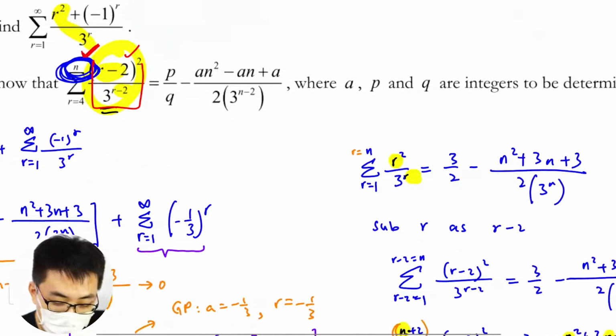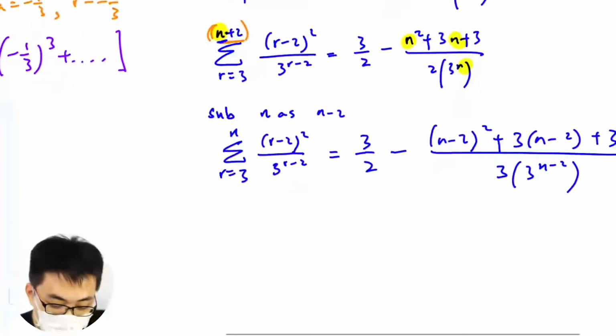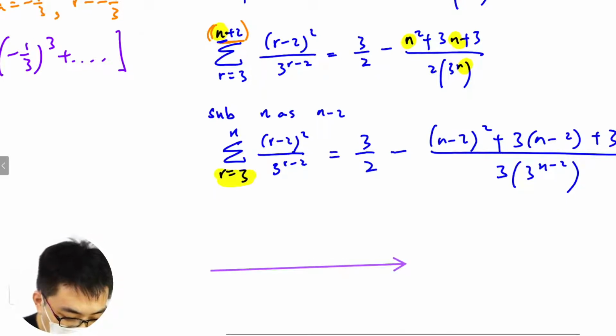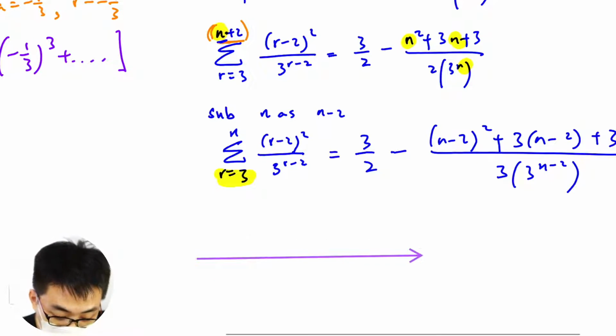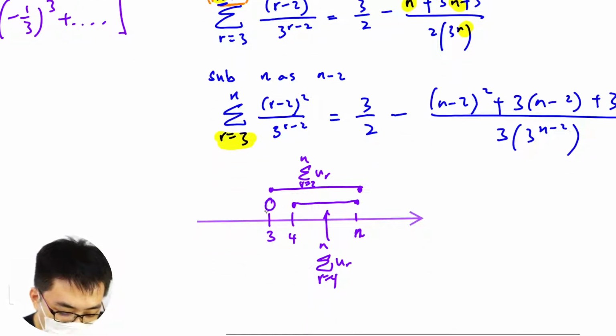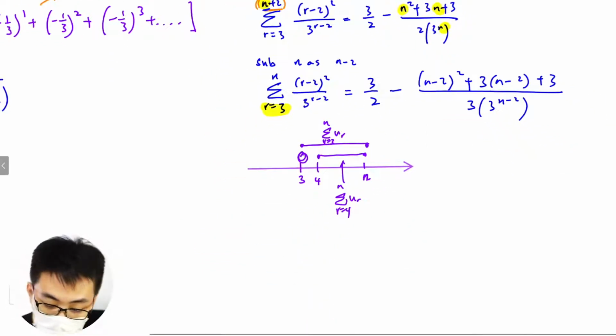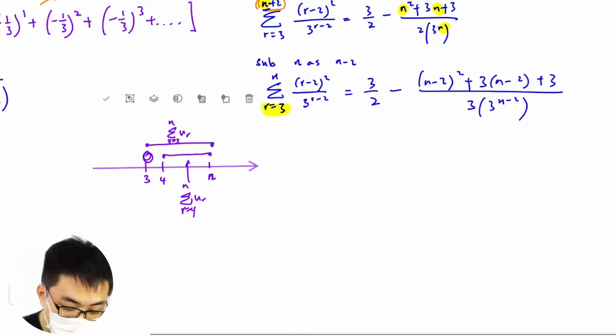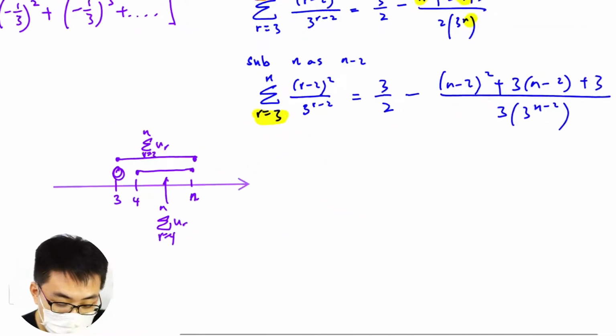Now I need to use r equals to 4, but I have r equals to 3. How? If you have 3, I'm going to tell you, you need to minus off the third term. If you cannot see, draw the number line. This is 3 to n, but you want 4 to n. 4 to n is here, right? So what you need to minus off is the third term. Remember that. If you're confused, draw the number line.